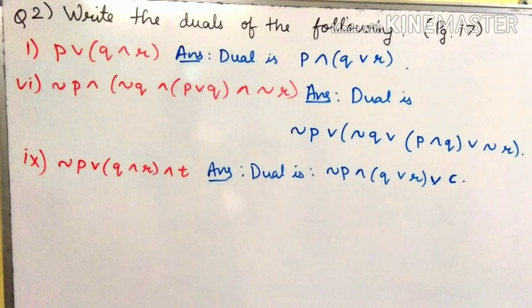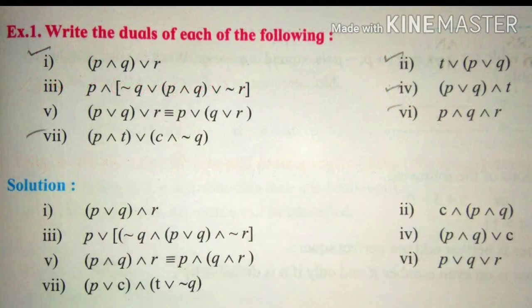The next example is ninth example, negation P disjunction bracket Q conjunction R conjunction T. The dual is negation P conjunction bracket Q disjunction R bracket complete disjunction C. In that example, you have to convert T as C. Solve the remaining examples similarly.